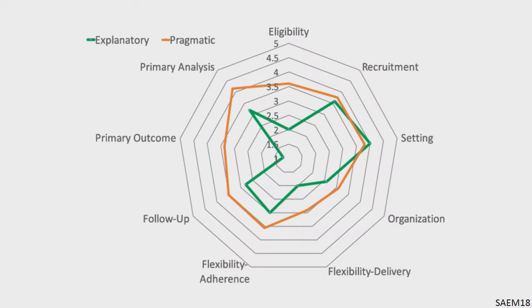And this is an example pulled directly from the web of 2 different types of trials. And you can see one in the green is more explanatory than the other in orange, which is more pragmatic. But again, as I mentioned a minute ago, it's really related to a spectrum. The larger the area, the more pragmatic the trial.